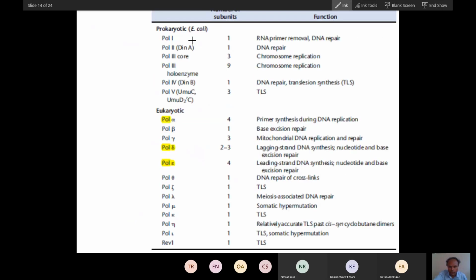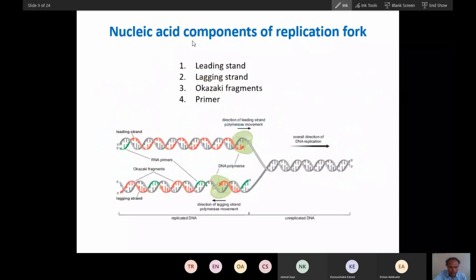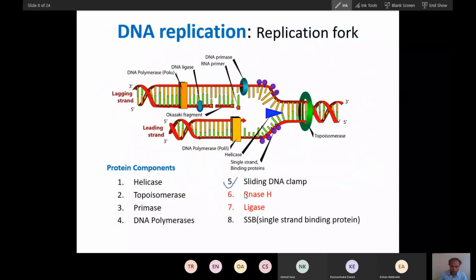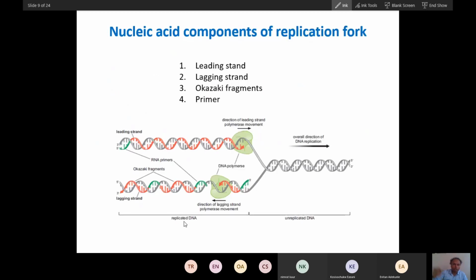So this is the function of the sliding DNA clamp that I talked about in the last class. I have already explained DNA replication and all these proteins, so you can go back and watch those videos if you have not understood. Now I have added one more picture here so that you understand more about what Okazaki fragments are, what the leading strand and lagging strand are, and what primers are. The blue colored ones are primers, so you will understand it in a much better way.